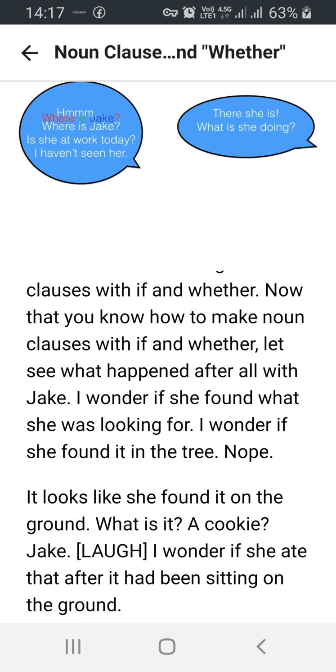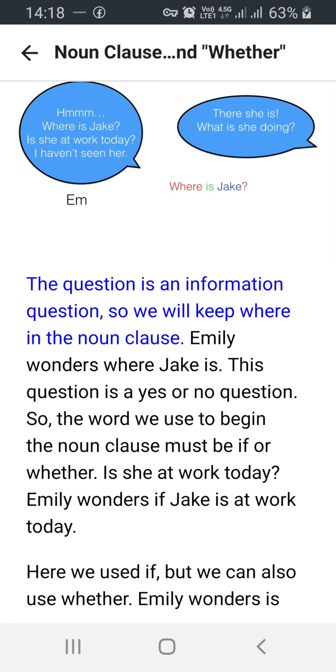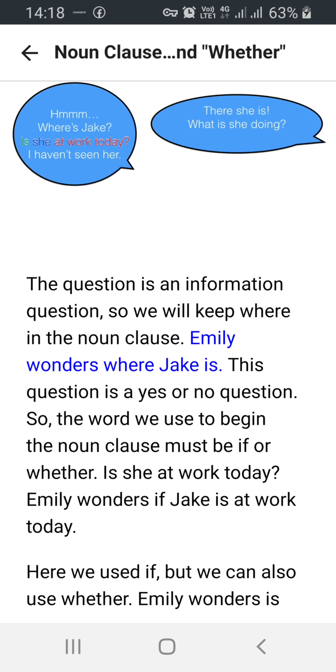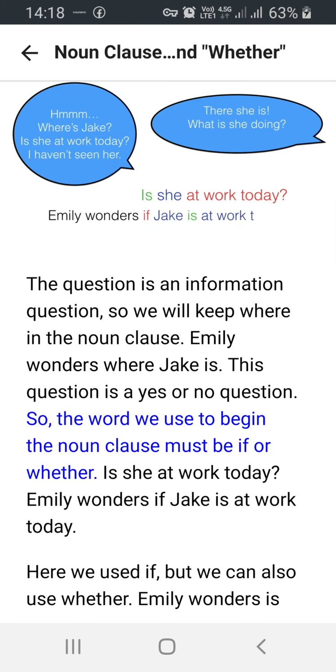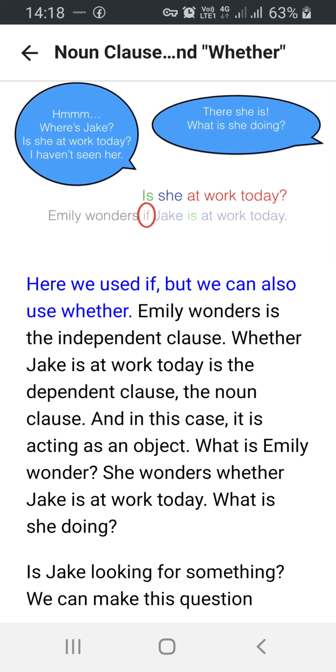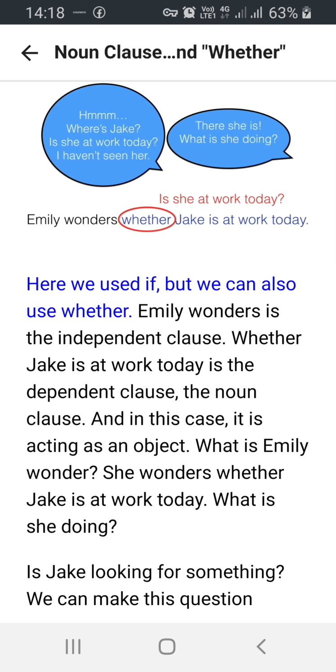We can embed this question into another statement. The question is an information question, so we will keep where in the noun clause. Emily wonders where Jake is. This question is a yes or no question. So the word we use to begin the noun clause must be if or whether. Is she at work today? Emily wonders if Jake is at work today. Here we used if, but we can also use whether.